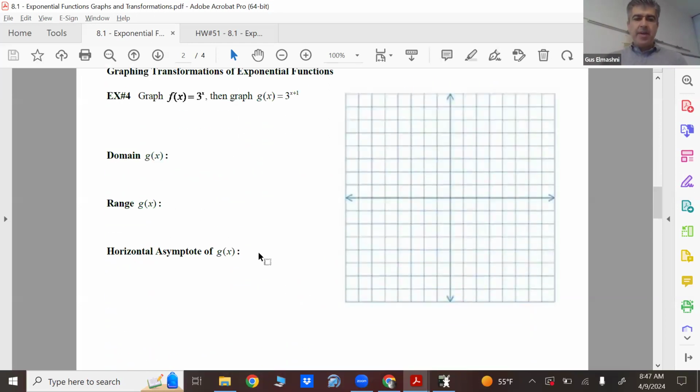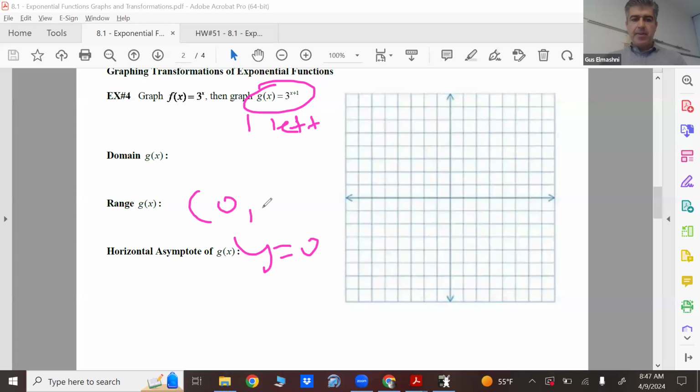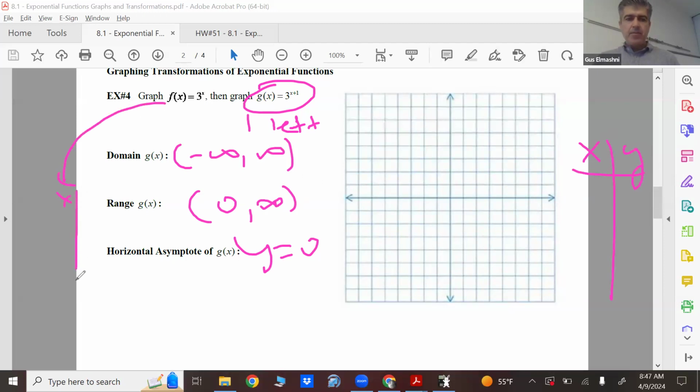So to do this graph, it should be pretty straightforward. Here's g of x. We know we're going 1 left. The asymptote won't change. It'll still be y equals 0. The range will still be this. The domain is still all real numbers. That never changes. And if I make a quick table, so for this guy, usually I'll do a table for the parent function. I'll do 0, 1, and -1 as my typical points.